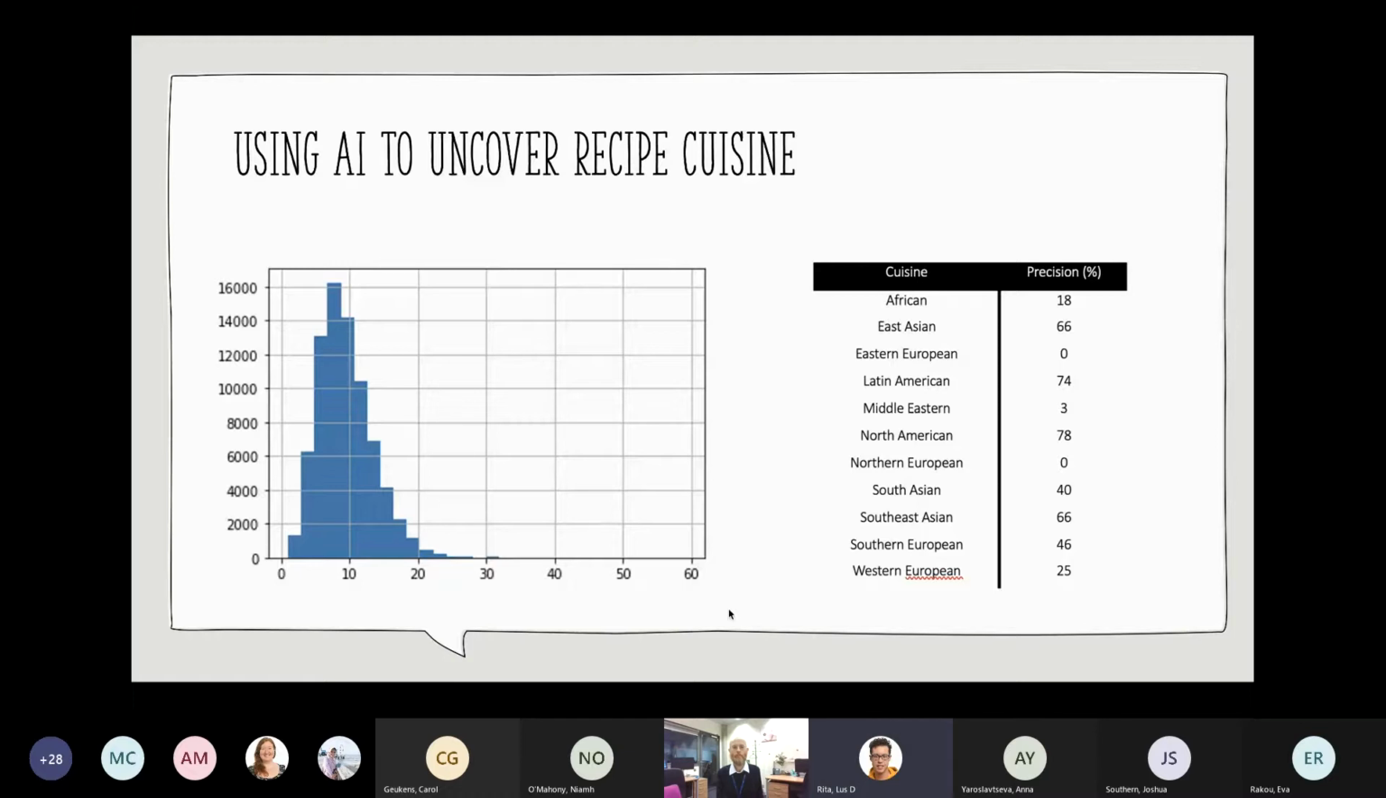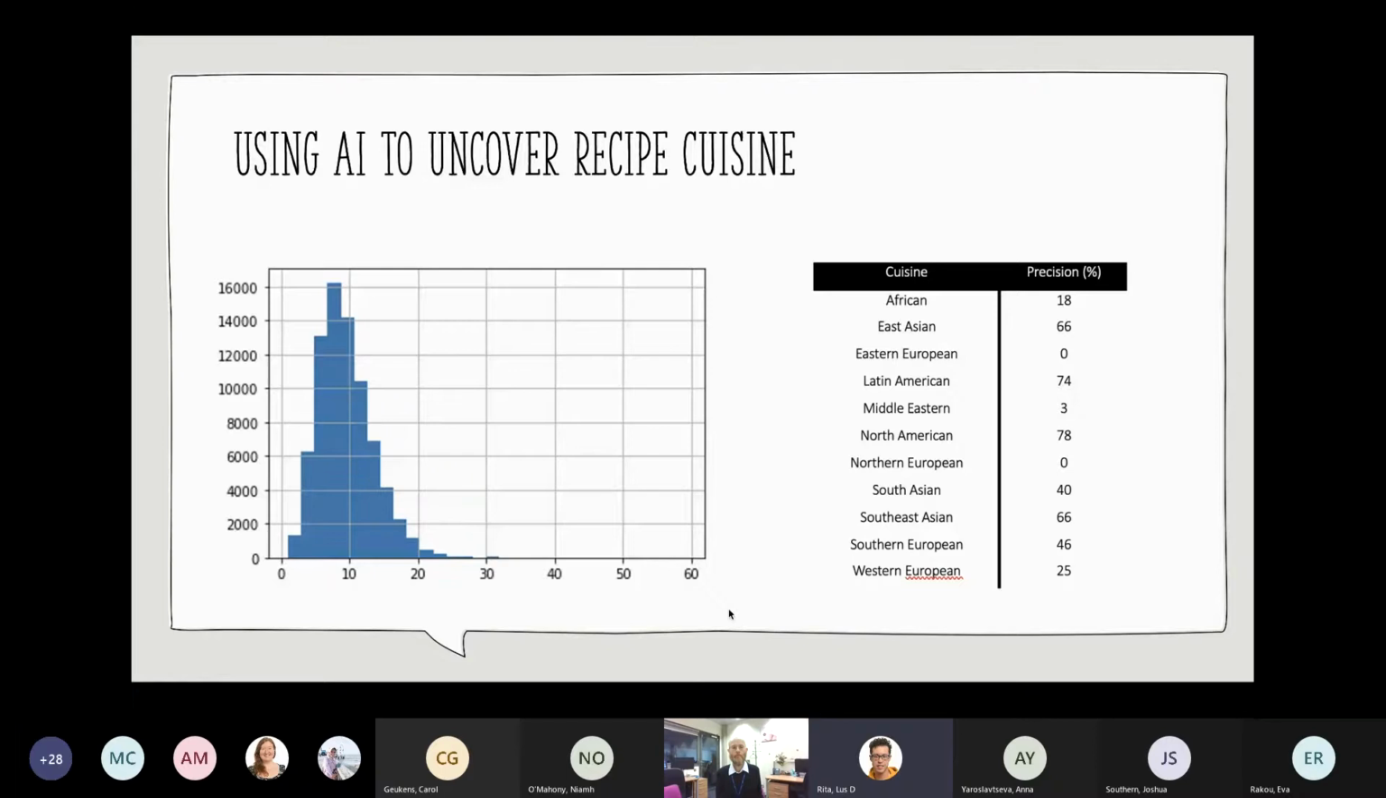manage to build a model that is able to predict with reasonable accuracy some of the cuisines that are shown on the table on the right. And I would highlight East Asian, Latin American, North American, and Southeast Asian, where on average 3 out of 4 recipes predicted as one of those cuisines are actually from one of those cuisines.